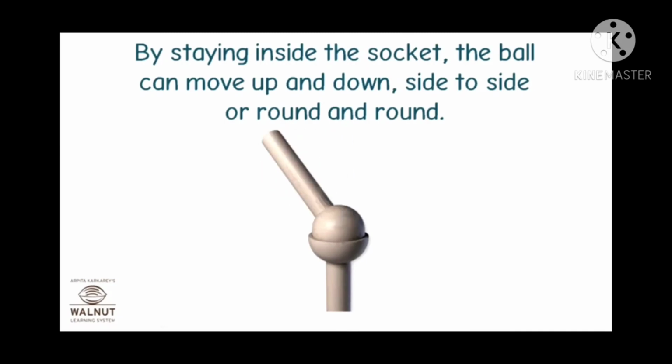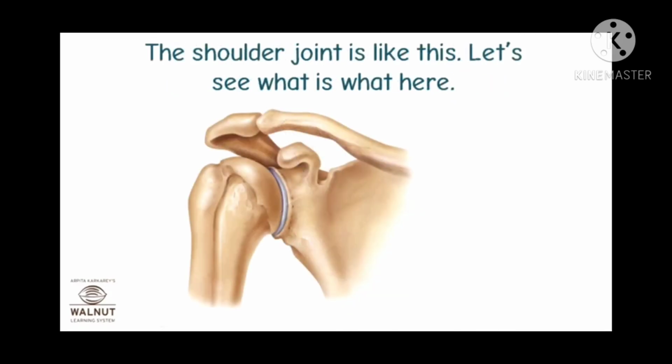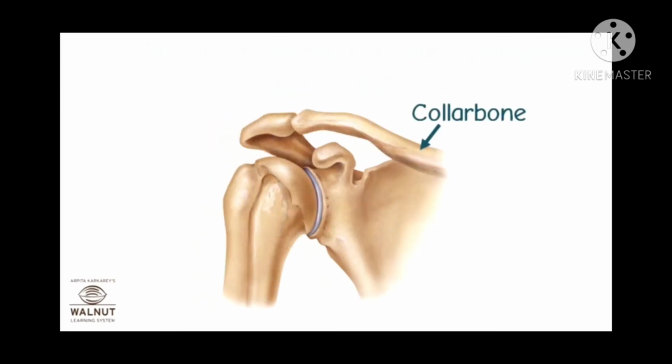You can observe this in a video. Carefully observe how it is rotating, round and round. This is the different kind of joint called the ball and socket joint. The shoulder joint is like this. Let us see what is what here.